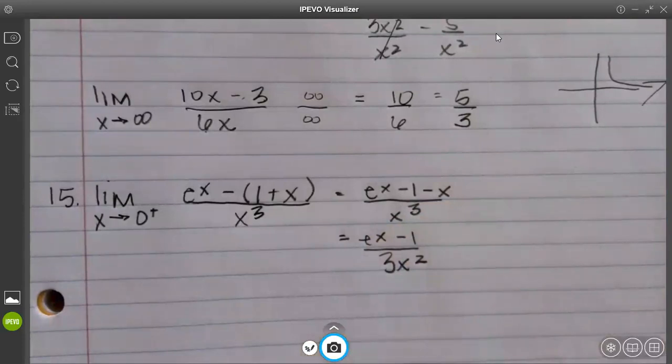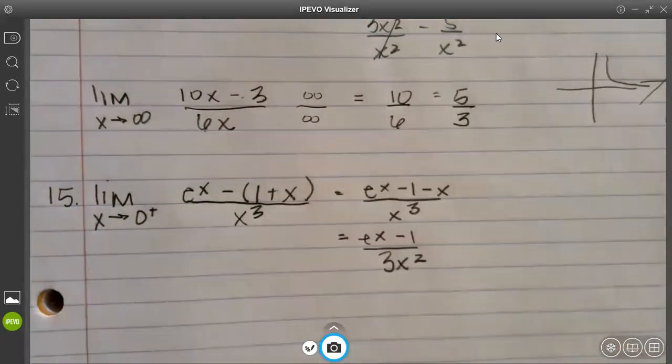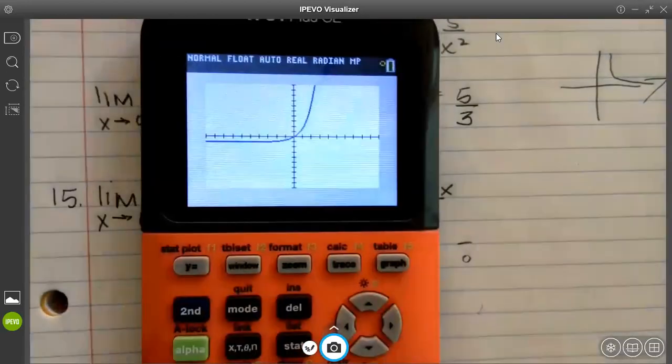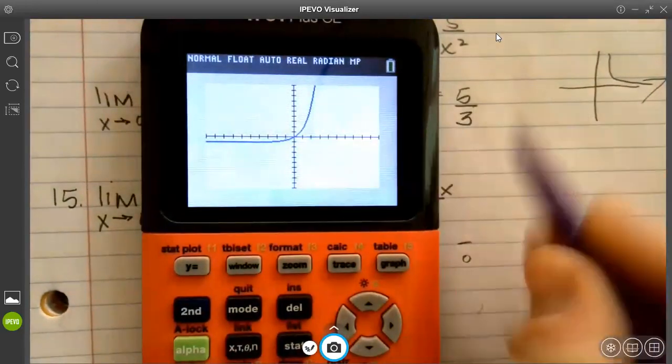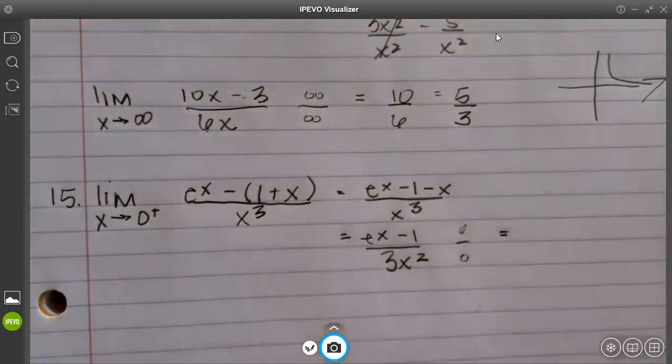If we're looking at 3x squared, as we go 0 to the right, it's going to be 0. So that puts that 0 on the bottom, e to the x. As we go to 0 from the right, it goes to 0. So there's your other indeterminate form. Did everybody see that? All right, so what do we do now? Derivative again, which is?